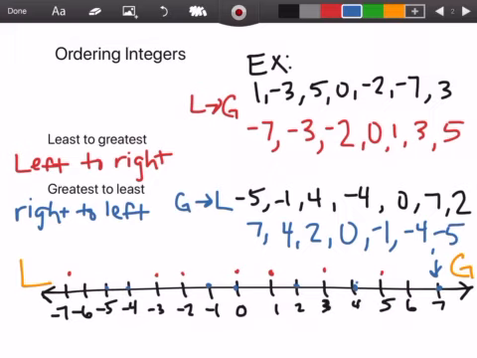All right, so make sure you get these words and examples into your journal. And that's it.